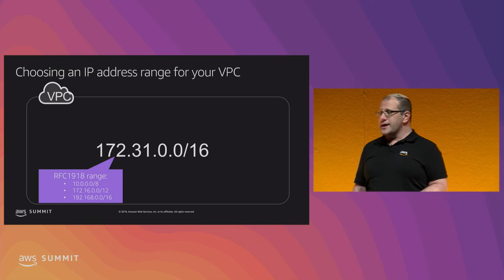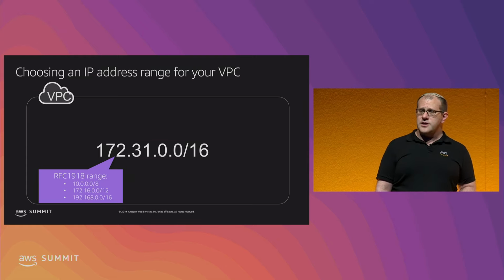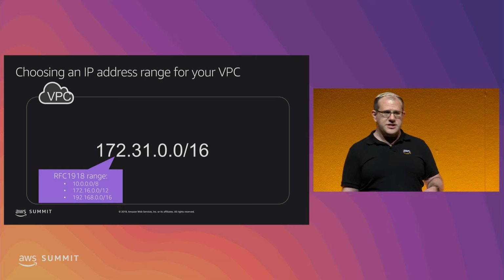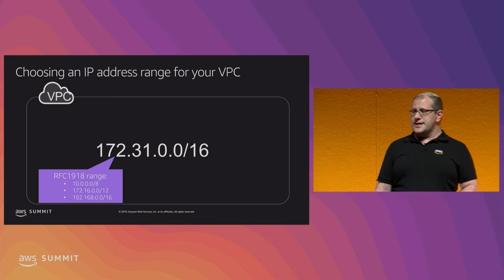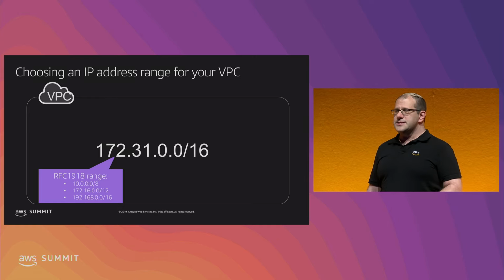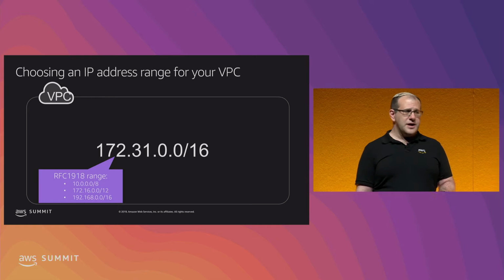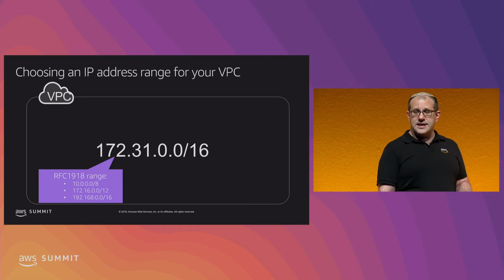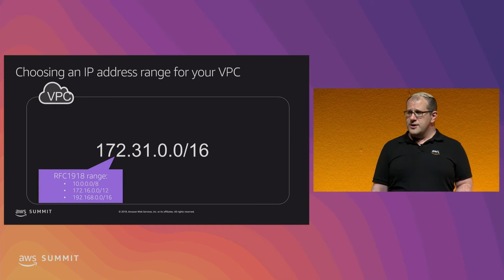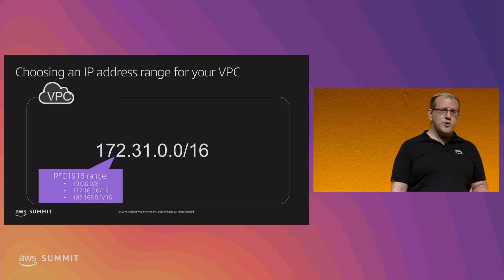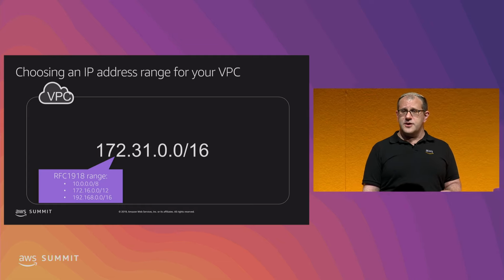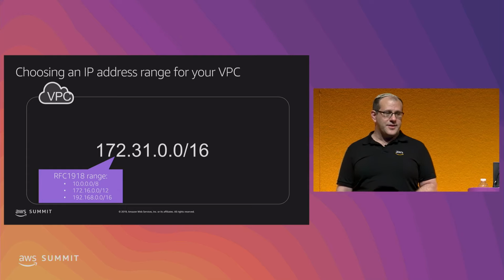172.31 comes from a range called the RFC 1918 range. I'm going to pass over a lot of these things. I'm not going to go into too much detail, but these are all available to look on the internet. The RFC 1918 range doesn't exist anywhere on the internet. It's a private IP range, which means that if you use it in your VPC, you're not going to conflict with anything on the internet. And that's quite important, because if you conflict with something on the internet, you can't talk to that thing.